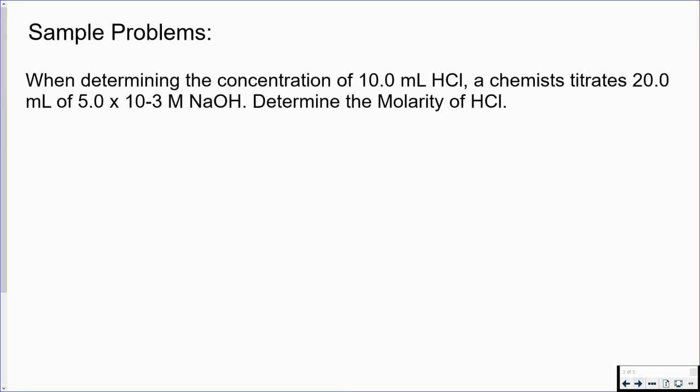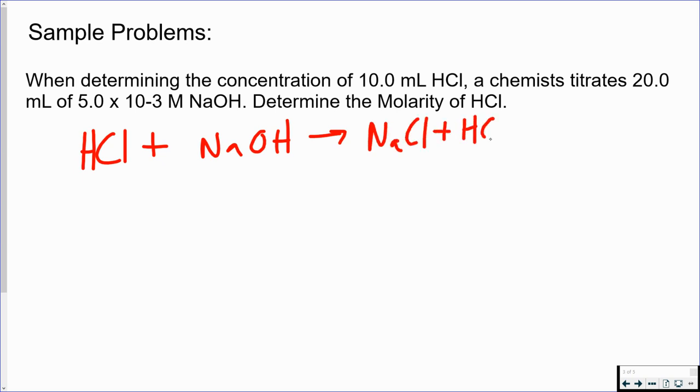The first one that we want to use: when determining the concentration of 10.0 milliliters of HCl, a chemist titrates 20 milliliters of 5.0 times 10 to the negative third molar NaOH. So we're going to start out with our given. First we need our balanced chemical equation. You have HCl plus NaOH. This is going to give us NaCl plus water. It's completely balanced.